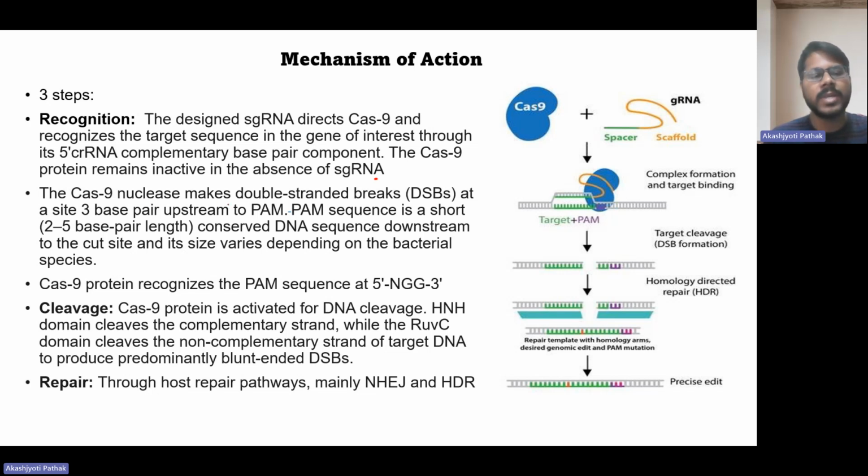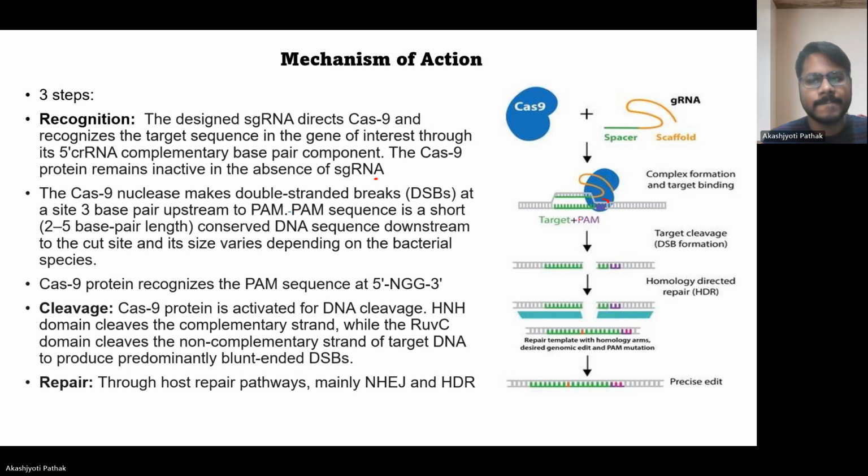So once the Cas9 nuclease is bound to the single guide RNA, it will bind to the target sequence and make double-stranded breaks at a site 3 base pairs upstream of the PAM sequence, which is marked in this magenta color.